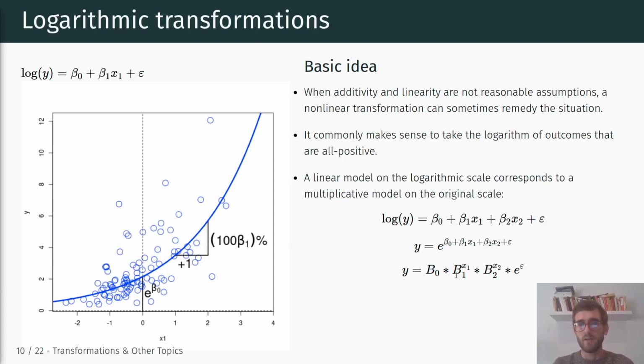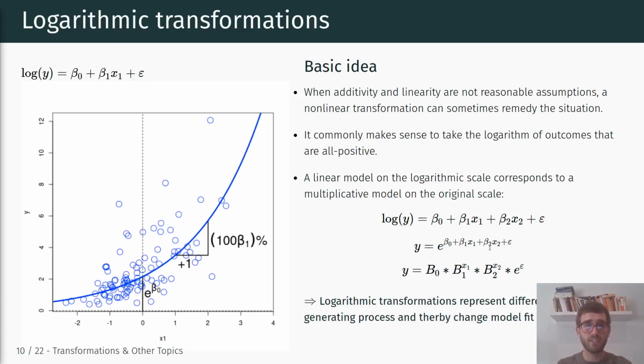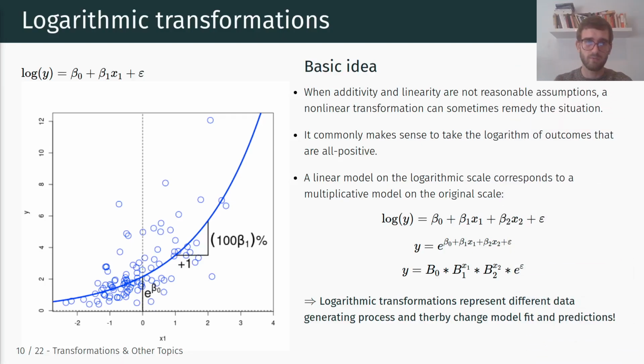Okay. The key here to recognize is that, compared to the linear transformation that we talked about in previous videos, the logarithmic transformation represents a different data generating process, and thereby whenever we apply logarithmic transformations, we change our model fit and also change our predictions, right? So it's not only about facilitating interpretations of coefficients, we're actually modeling a different data generating process.